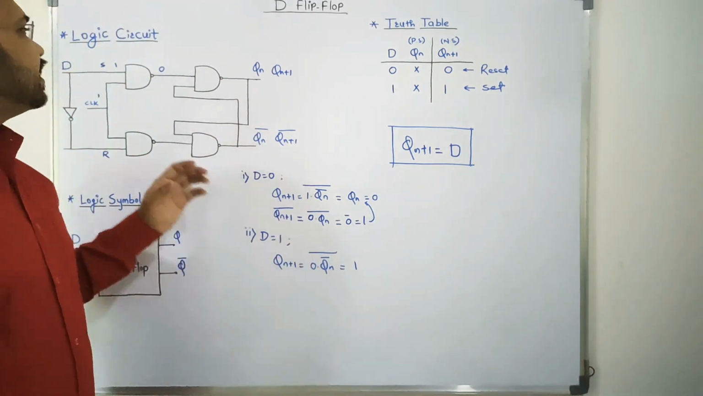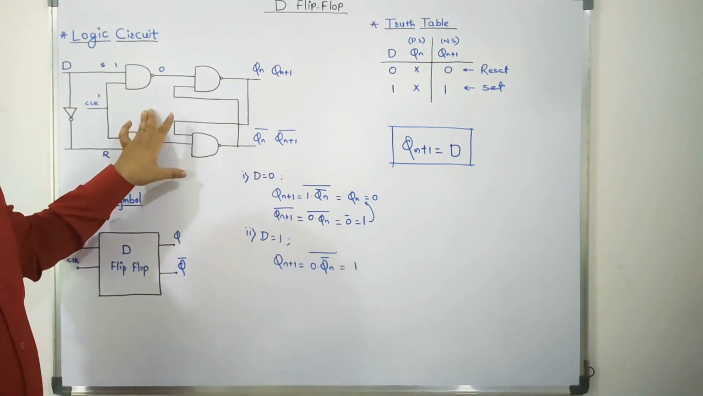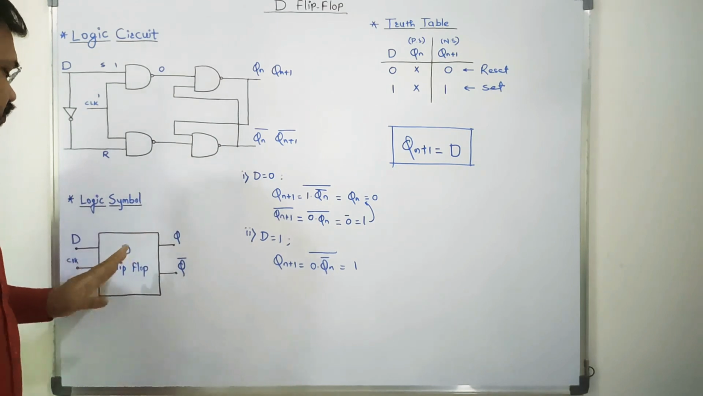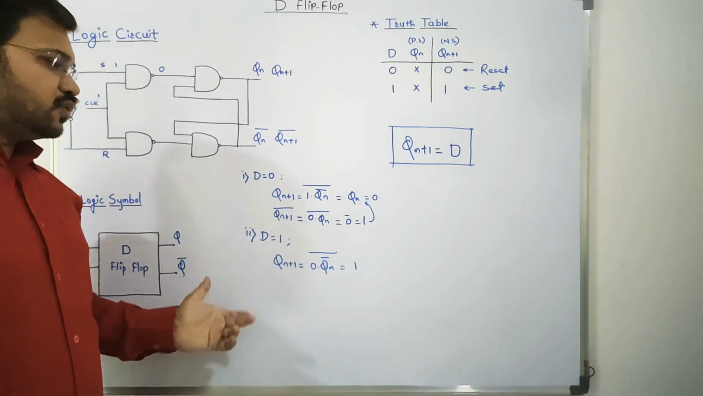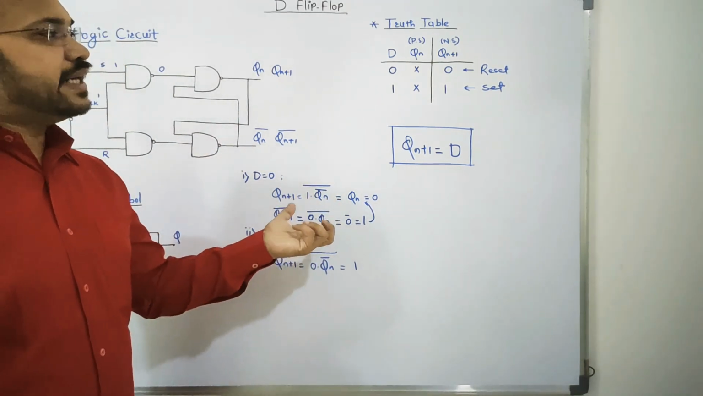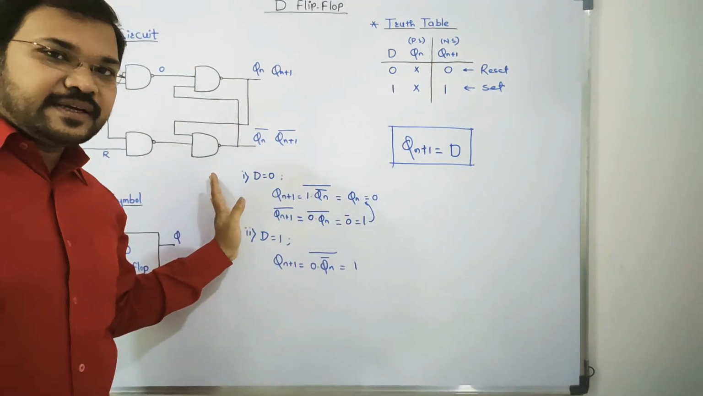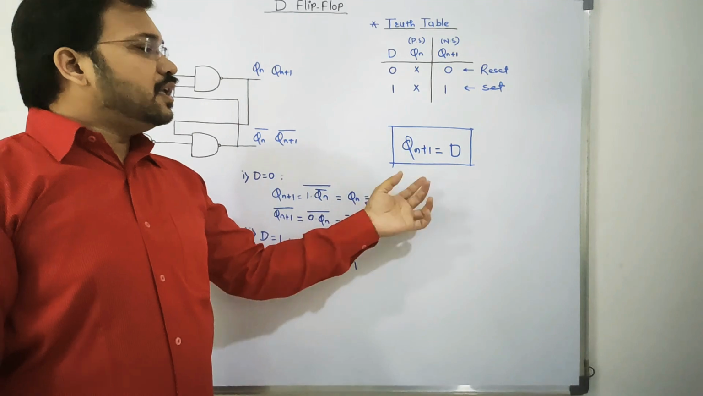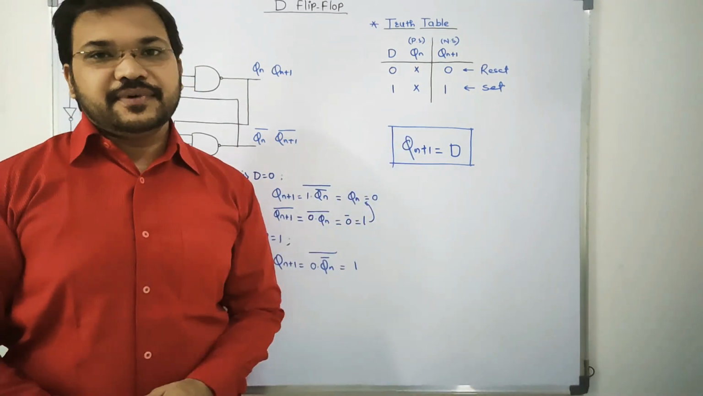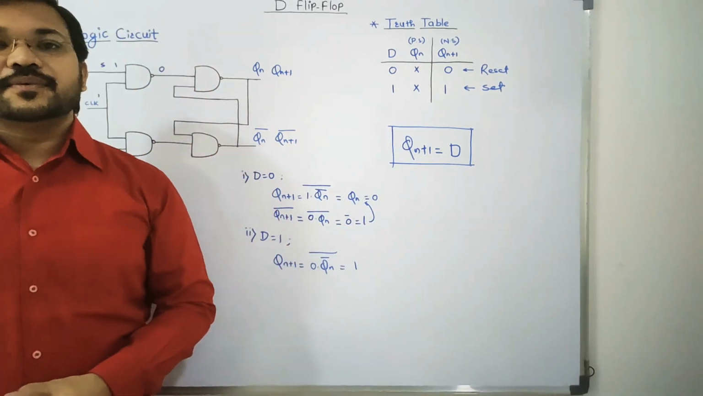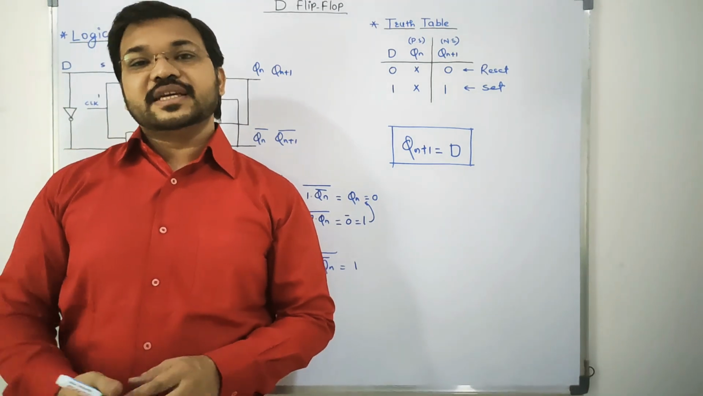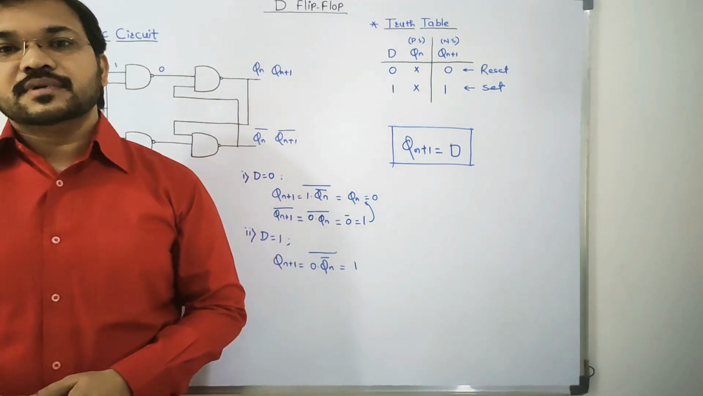So in this video we discussed the logic circuit of the D flip-flop, then the logic symbol, then how to find out the value of Qn plus 1 by using this logic circuit, and then the equation of this D flip-flop. In the next video we will discuss the JK flip-flop, master-slave JK flip-flop, and the T flip-flop. Thank you.